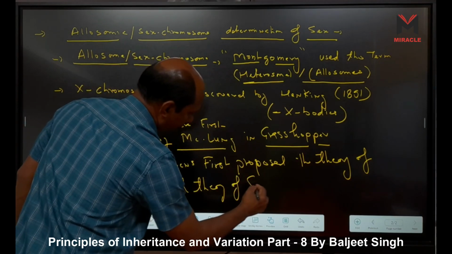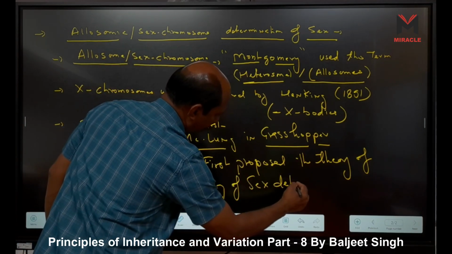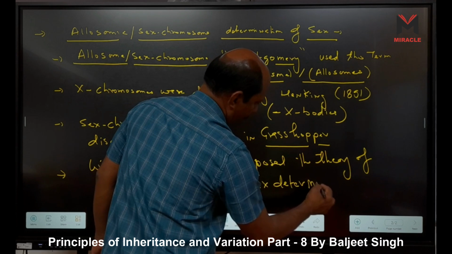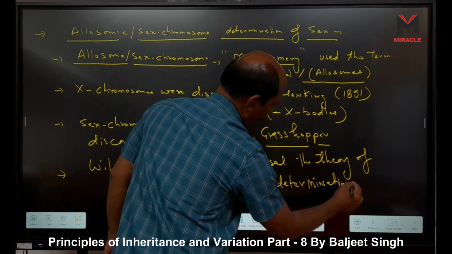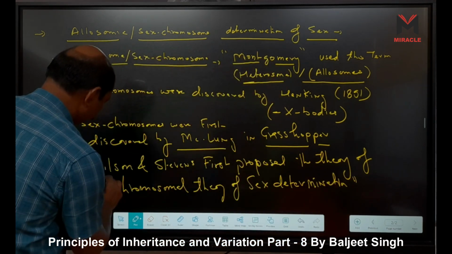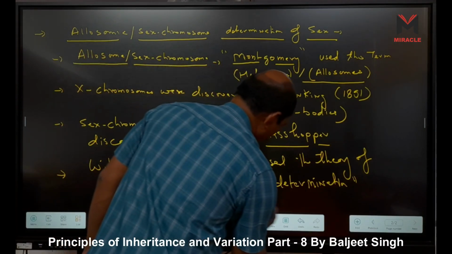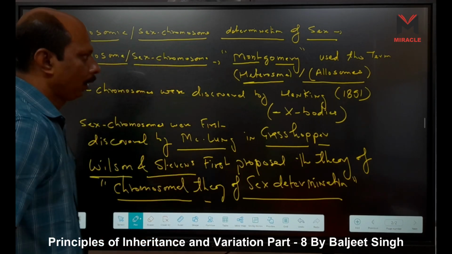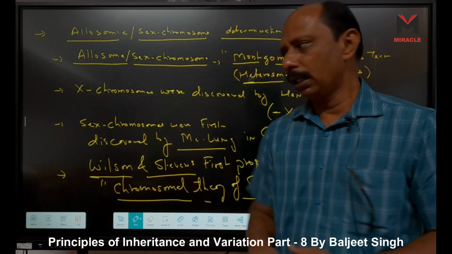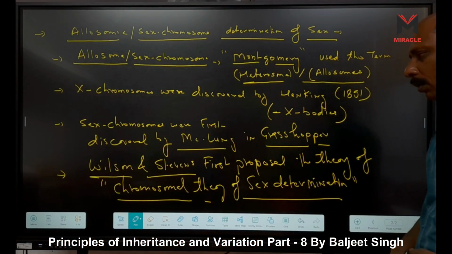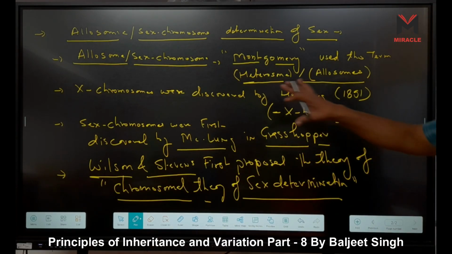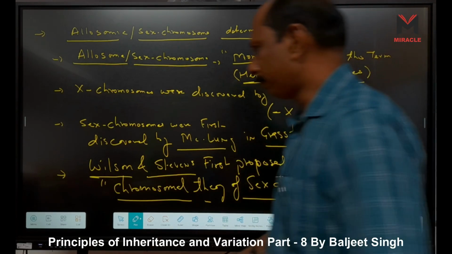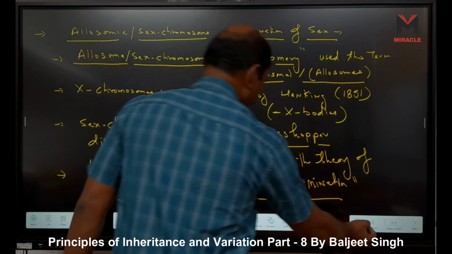Theory of sex determination. This theory is proposed by, who proposed this one? Wilson and Stevens. So this is some historical events which are important for sex determination, right?